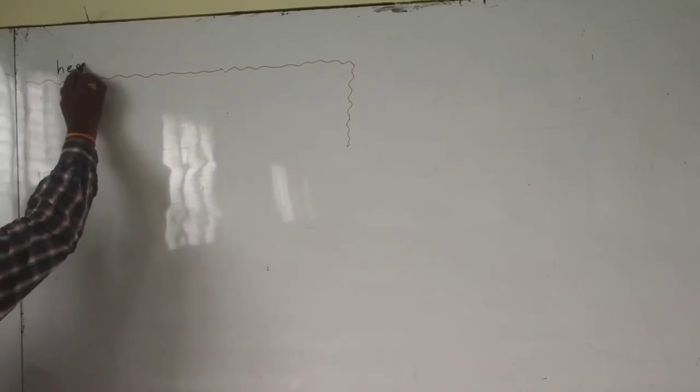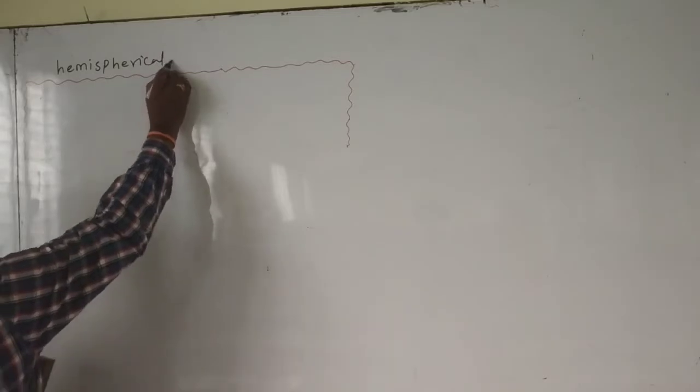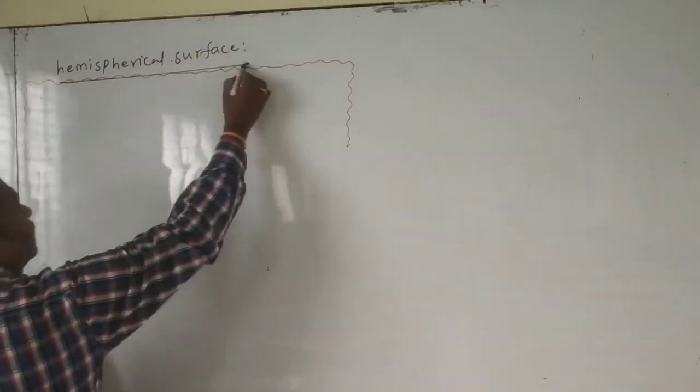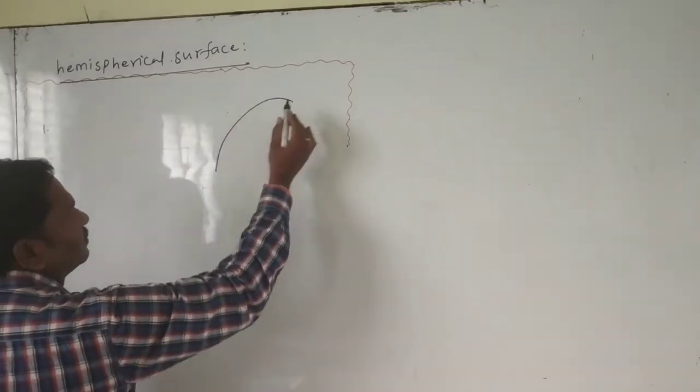Next, electric flux through a hemispherical surface. First, number 1. So a hemispherical surface is like this.